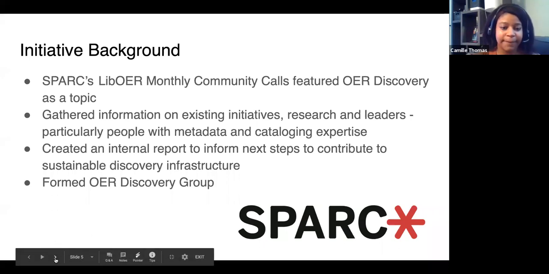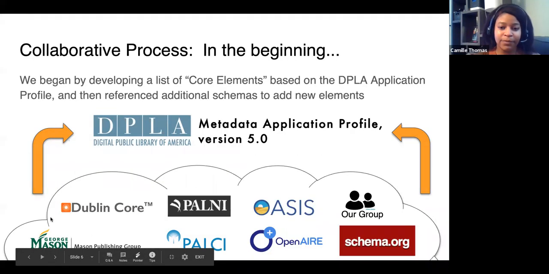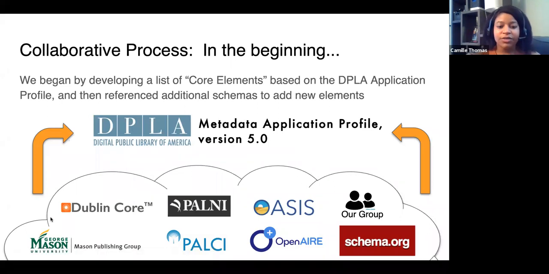Next slide. So in the beginning, we looked at the DPLA, the Digital Public Library of America metadata application profile. And I really wanted to have the people in the group who were cataloging and metadata people identify what would be most useful as a model to work off of. So this is the model that we used.